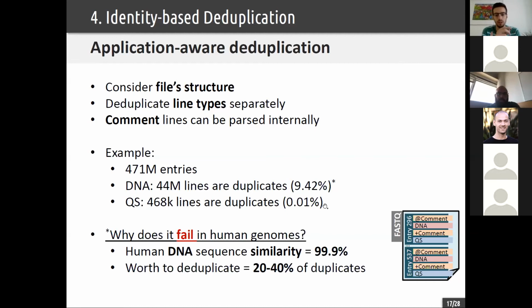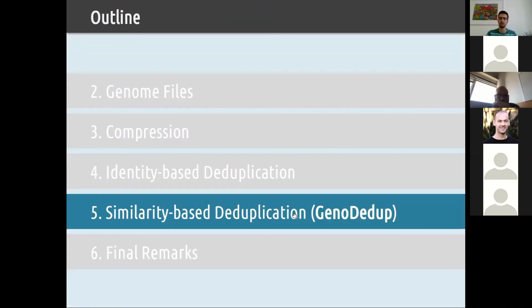So it's really low. And why do we consider it fails? First, human DNA sequence similarity is above 99.9%, and here we have only 9.42%, which is 10 times less than what is expected. Also, there are studies that show that it's worth deduplicating data if it reaches 20 to 40% duplicates, and none of them reached that. So now we have an opportunity to explore similarity-based deduplication.